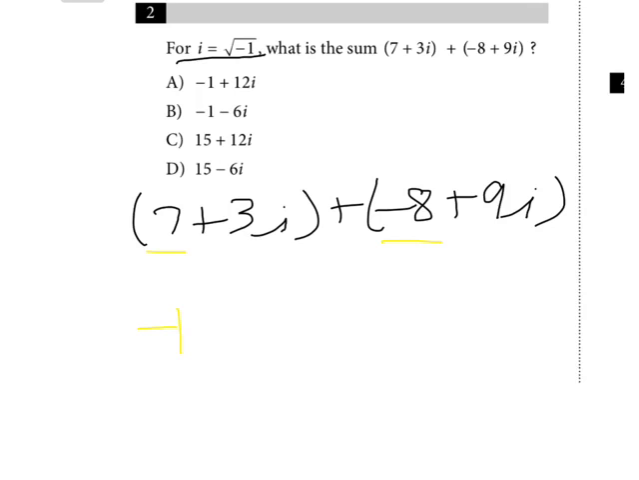Don't get freaked out by the i. Think of it as an x. Think of it as a dummy variable. The 3i and the 9i. What was 3x plus 9x? Be 12x. But in this case, we'll just say 12i, which would be the answer to A. Perfect.